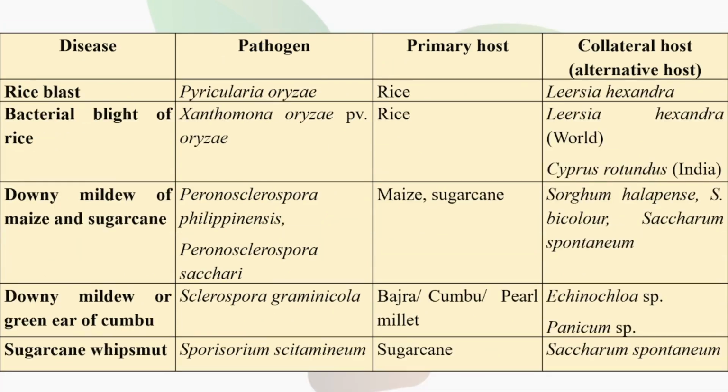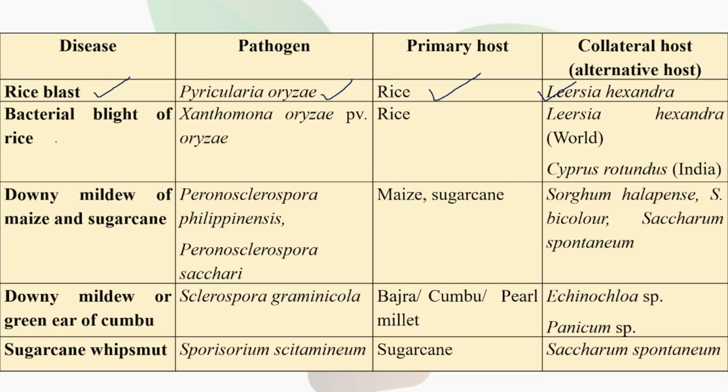Here I have given some collateral hosts. Collateral host is also known as alternative host. Mostly they belong to the same family as the primary host. So a collateral host is an alternative host that mostly belongs to the same family as the primary host. For example, rice blast, which is caused by Pyricularia oryzae or Magnaporthe oryzae: the primary host is rice, and the collateral host or alternative host is Leersia hexandra. Leersia hexandra is a grass species which also belongs to the Poaceae family only.